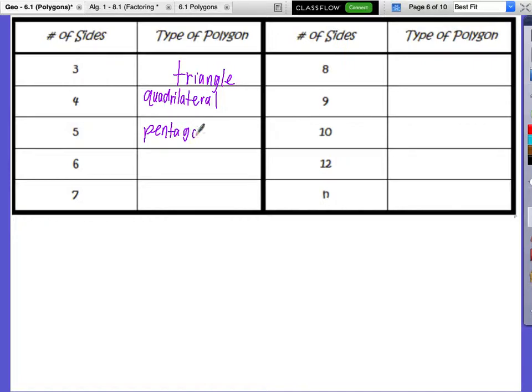Penta means five. Yeah, I know that polygon. Okay, six sides. Hexagon, hex means six. Now here's the seven-sided one. Heptagon. Wait, I have a question. What was your question?